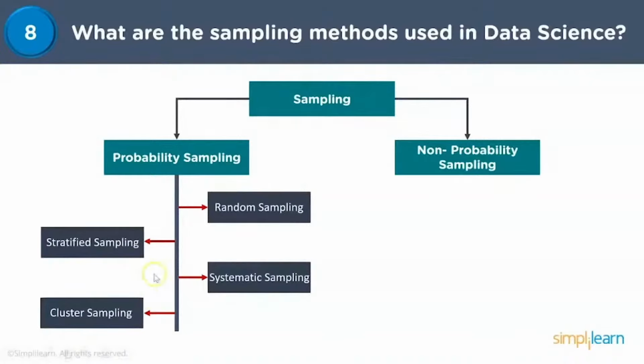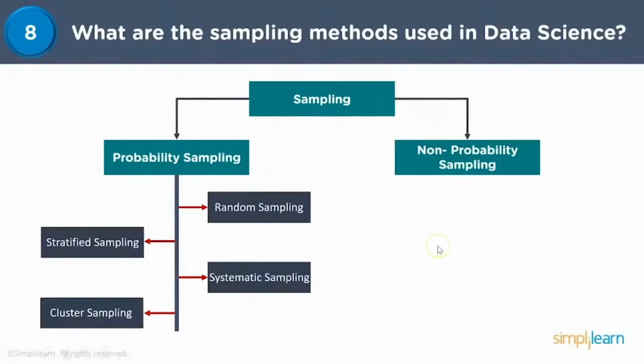And finally, under probability sampling we have cluster sampling. So in cluster sampling, subgroups of the population are used as the sampling unit rather than individuals. So the population is divided into clusters and a whole cluster is randomly selected to be included in the analysis.